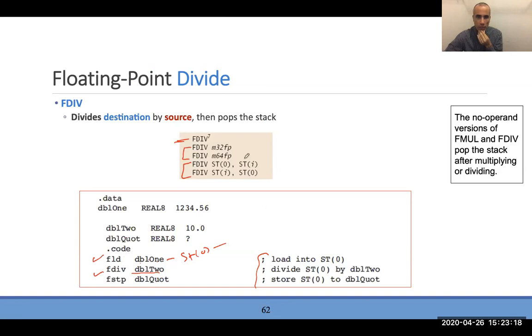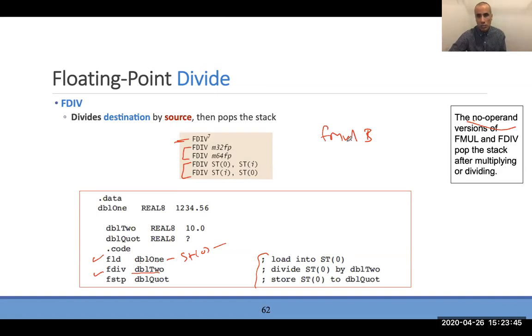The one thing you need to keep in mind when you say fmul and fdiv is that the no operand form is always going to automatically pop the top of the stack. This is very important to keep in mind. So if you say fmul with no operand, it's going to pop the top of the stack automatically. But if you say fmul or fdiv and you say b or a, it's just going to do the multiplication, but it's not going to pop the top of the stack.